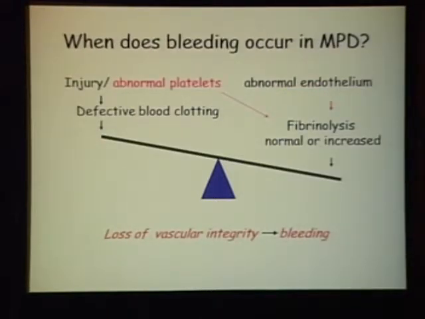So the disturbance of the vascular integrity by a number of different mechanisms can promote thrombosis or abnormal clotting. Now, when bleeding occurs in myeloproliferative diseases, there may be abnormalities in platelet function, and we'll see a little later, this usually occurs when the platelets are extremely high. And that leads to defects in blood clotting and sometimes to increases in the removal of clots that are actually required to mend injuries in the vessels, tilting the balance in the direction of bleeding. So again, a loss of vascular integrity can lead to bleeding in these diseases.